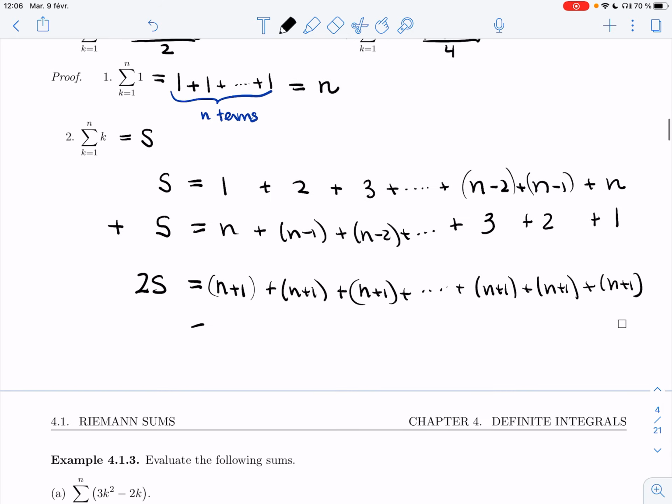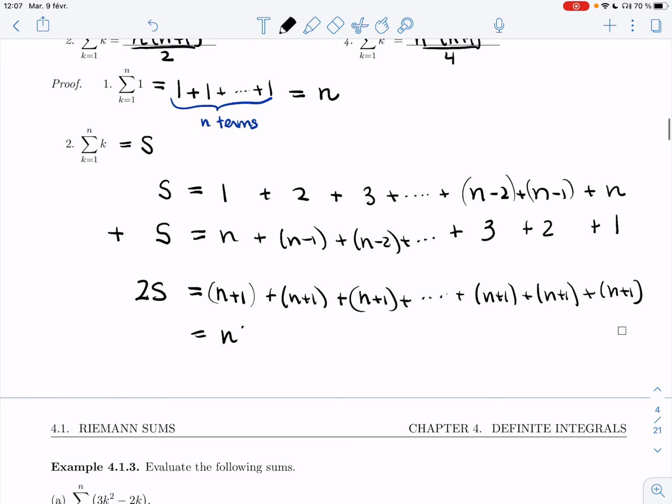So that means that 2s, I have 1, 2, 3, n terms. So I'm going to get n times n plus 1, which means that s is n times n plus 1 over 2. That's what we wanted.